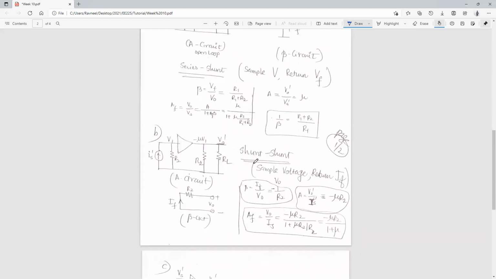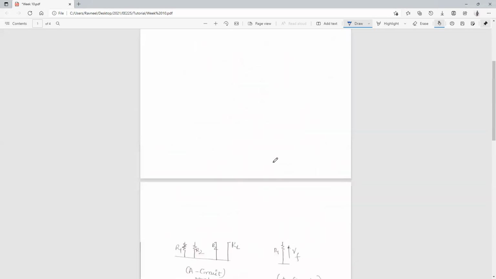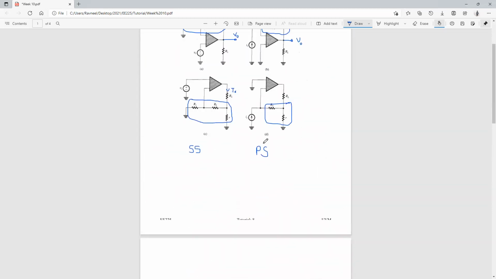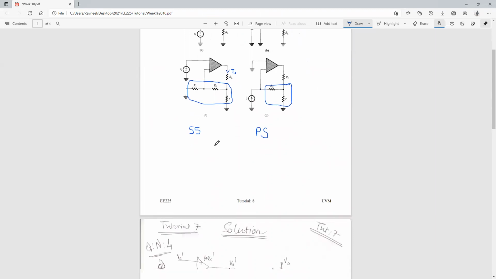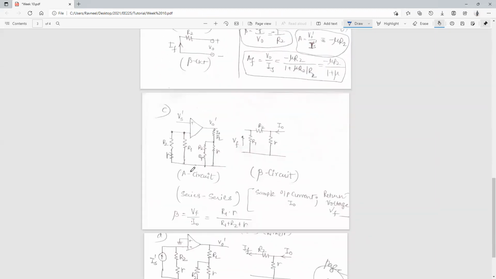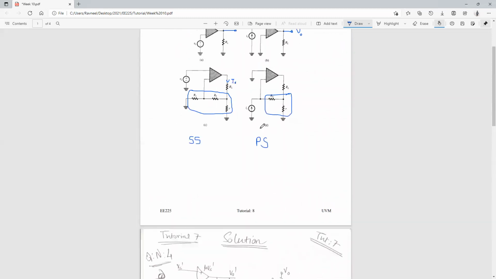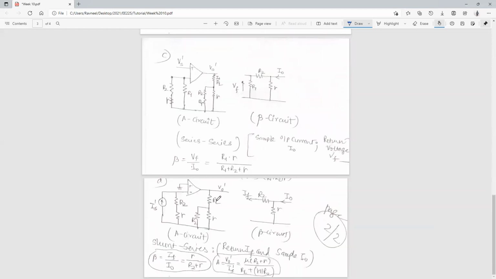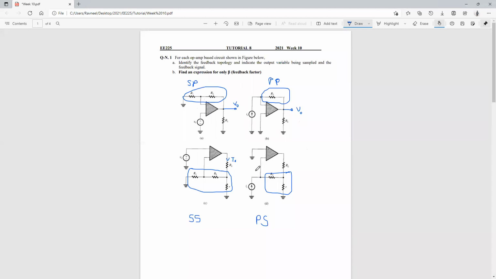For part B, we have shunt, so it becomes parallel. That is what we have. For part C, it is a series network topology. And then for part D, it is a parallel series, so it is a shunt series. So for part D, we have the shunt series topology over here. Okay, so that's regarding identifying the topology.